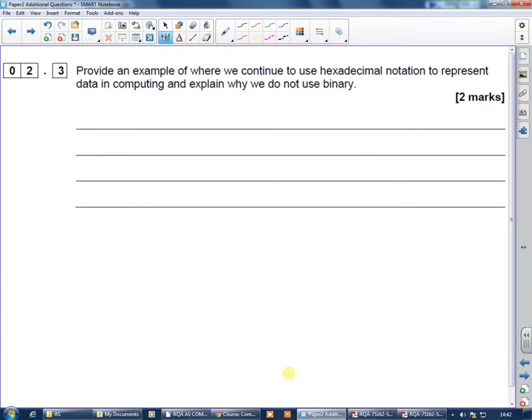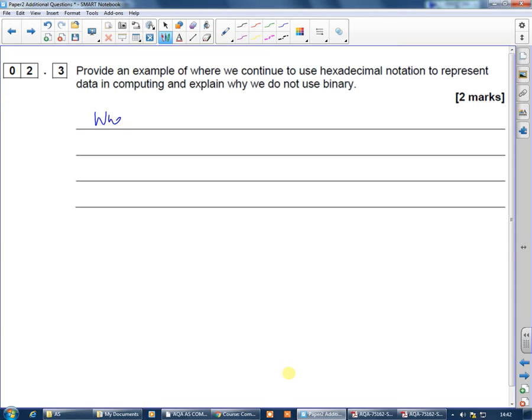So this question says, provide an example where we continue to use hexadecimal notation to represent data in computing and explain why we do not use binary. So the most common place you've seen this is on web pages, in the use of CSS colours, so colour schemes. You'll see this quite often.